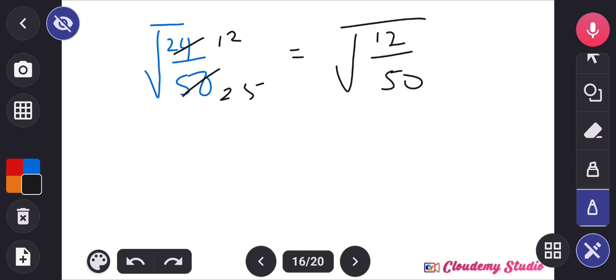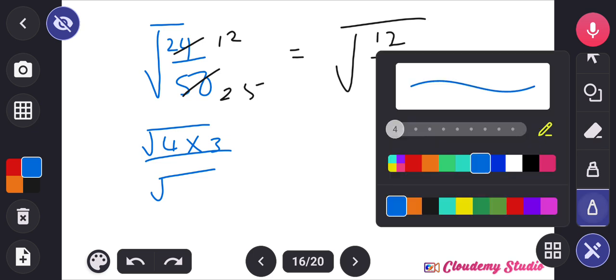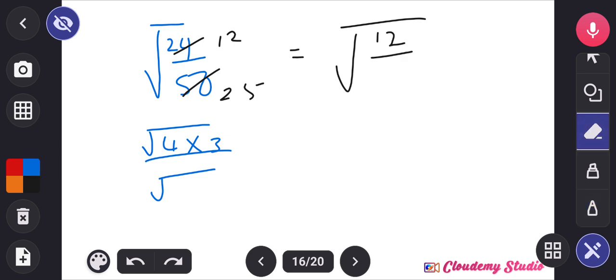What is root of 12? You can say root of 12 is the same thing as root of 4 multiplied by 3, divided by root of 50. Sorry, I'm sorry, that's 25 rather, 25, not 50. So that's root of 25, right?